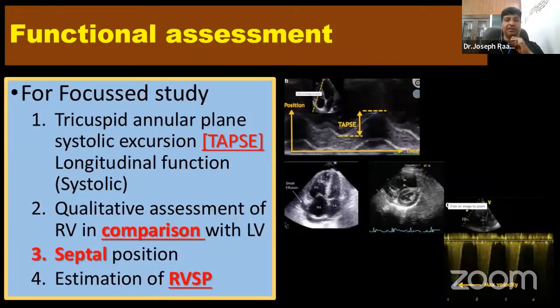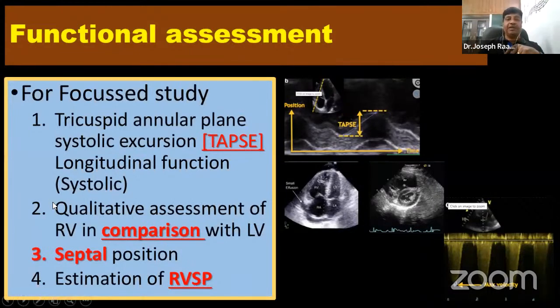How are we going to do this? The first thing is very simple. That is called TAPSE, tricuspid annular plane systolic excursion. That will tell you how the RV is moving longitudinally. We have been discussing that the left ventricle moves in a circular motion, whereas the right ventricle moves in a longitudinal motion. So TAPSE will tell you about the systolic function of the RV in the longitudinal fashion.